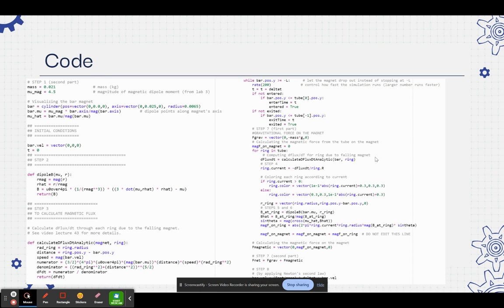Now, moving on to the computer model of the code, we first started by initializing some conditions. Then we calculated magnetic flux. Then we added the gravitational force on the magnet, computed the change in flux over change in time, calculated the magnetic force on the magnet, and applied Newton's second law.